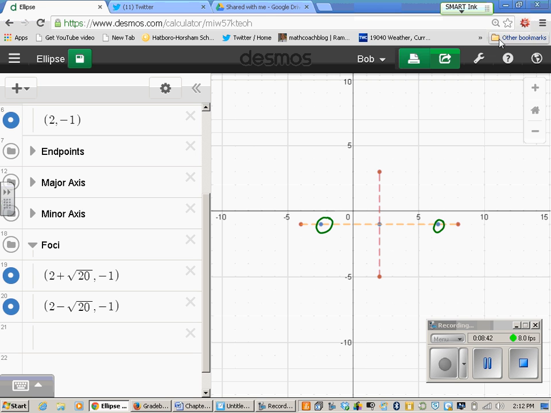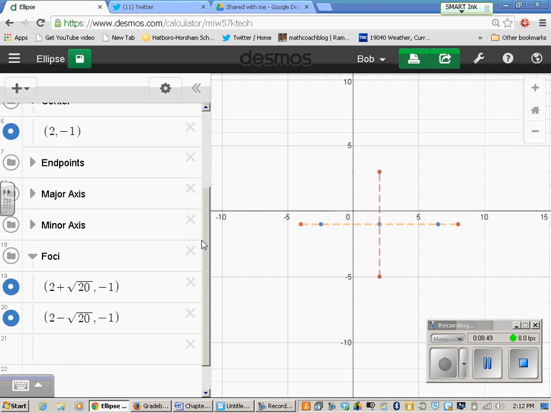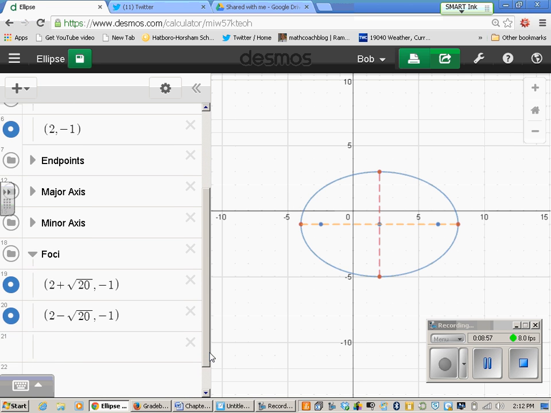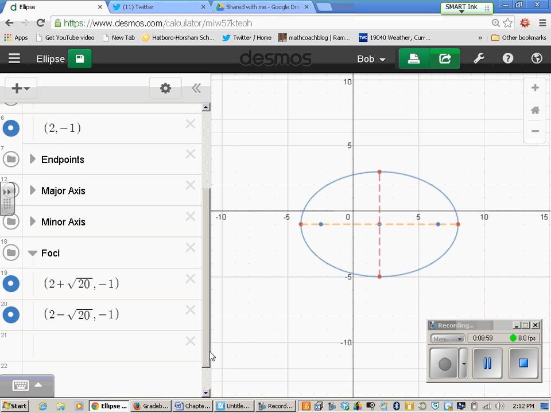So really, the job is pretty much done here. The only thing that's left to do is to actually graph the ellipse. You can see how it's already taken shape. I can graph the ellipse by going back here and just now activating it, and it looks good. So a lot of things we have to do. Turn to HK form, find that center, find the endpoints, the major axis, the minor axis, and the foci.